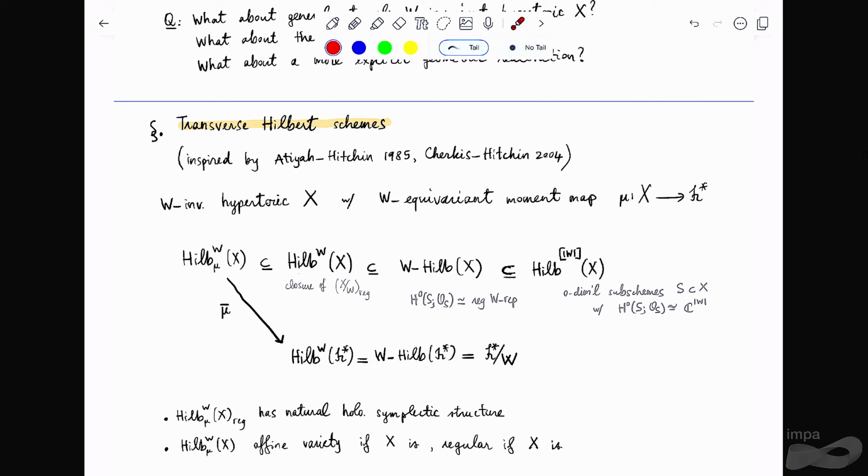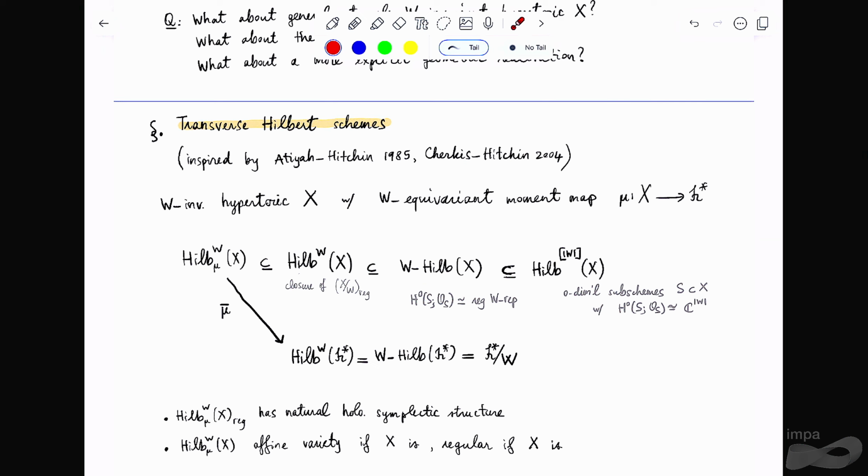There's one distinguished irreducible component, which is just the closure of the locus of free W orbits. If I have an orbit where W has acted freely, that defines some open set in here, and I can take the closure. And that is this sort of invariant Hilbert scheme that people consider in various situations.